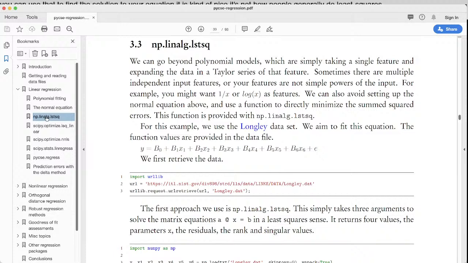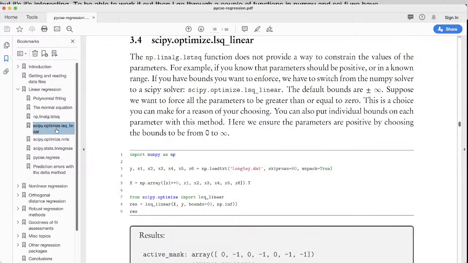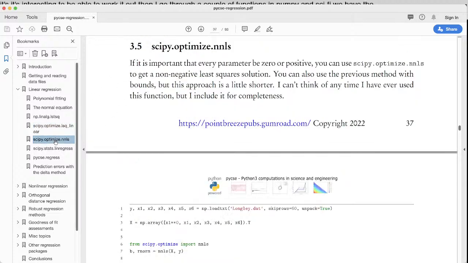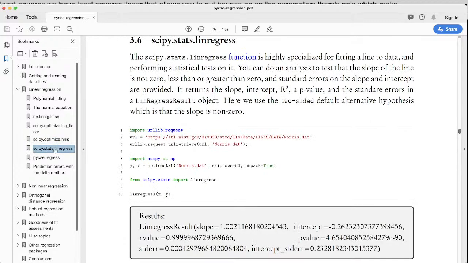Then I go through a couple of functions in NumPy and scipy. We have the least squares. We have least squares linear. That allows you to put bounds on the parameters. There's NNLS, which makes sure that every parameter is 0 or positive, so a constrained regression. There's a linregress in the stats function in scipy. It's very specialized and does some statistical tests to tell you whether your slope is significant.